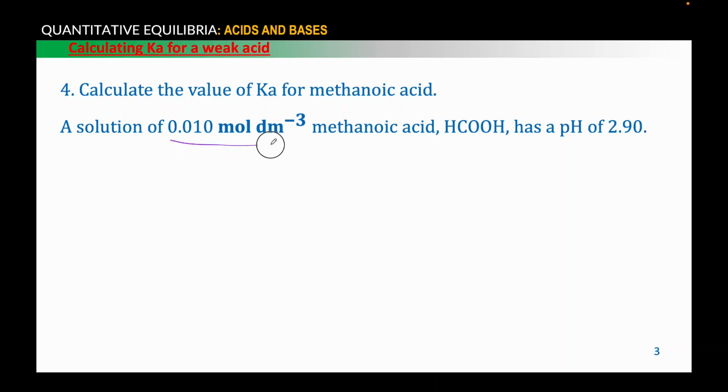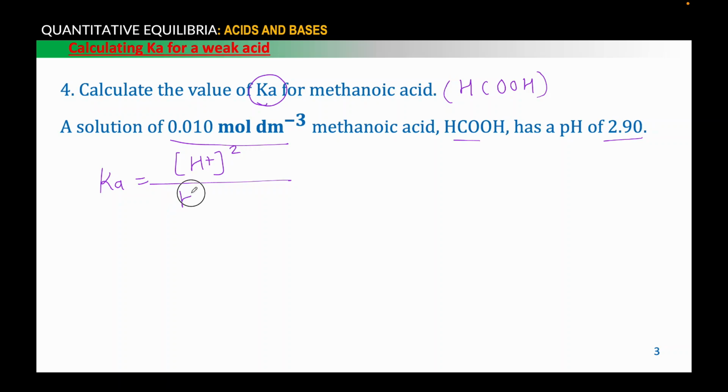Solution: this is the concentration of methanoic acid, and pH is 2.90. So again students, same way, first reach the equation of Ka. You can also write the equation directly. Formula for Ka is equal to, because you have to calculate Ka, H plus square over the concentration of methanoic acid, HCOOH.